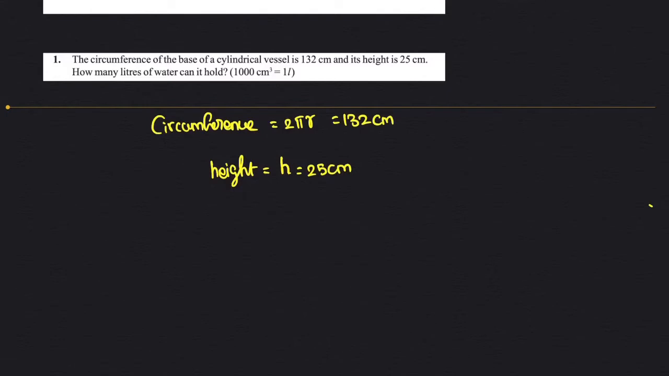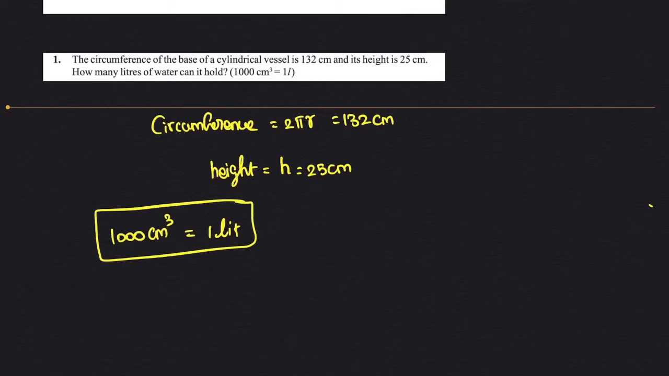So we need to find the volume of this, and the important concept is the volume to liter conversion. 1000 centimeter cube is equal to 1 liter. This is a very important point. Sometimes the books or the questions do not mention it, so we need to remember this.